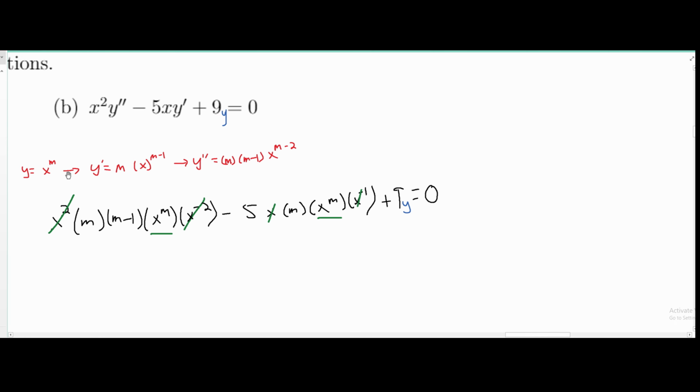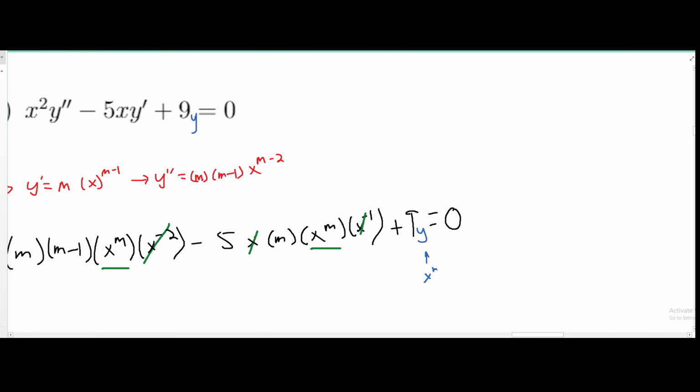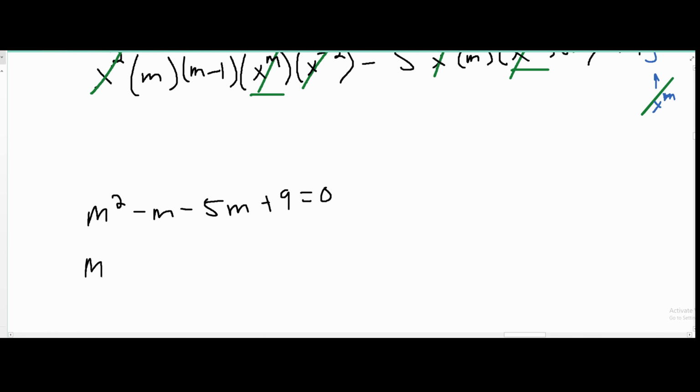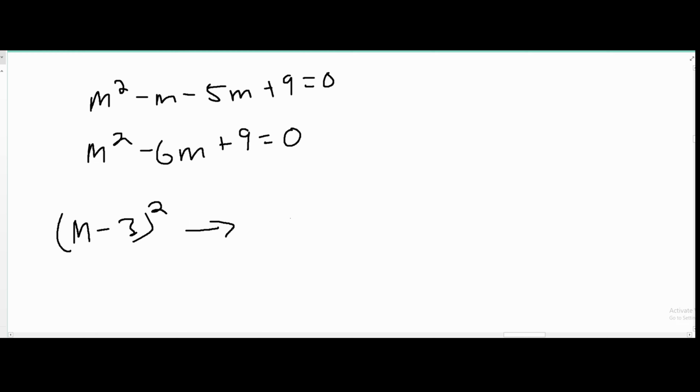And since we have that, this x of m needs to go right here. Since our x of m is here, and we have an x of m here and an x of m here, we can cancel them out. Rewriting this, we're left with m squared minus m minus 5m plus 9 is equal to 0. We're going to have m squared minus 6m plus 9 is equal to 0. From here, we're going to have m minus 3 squared. So that means our first value of m is equal to 3.